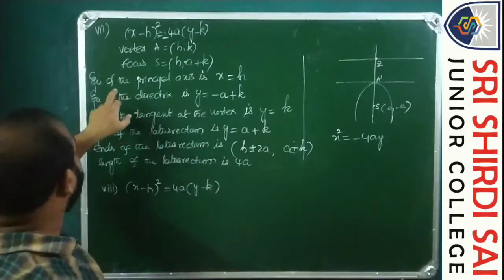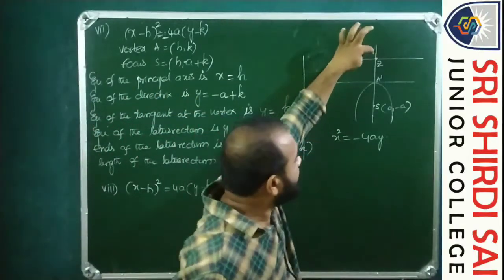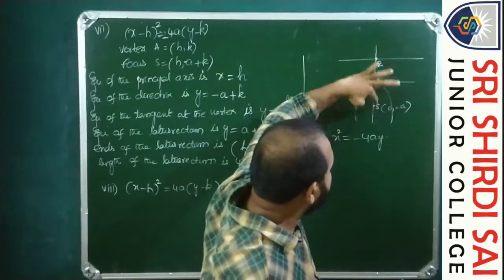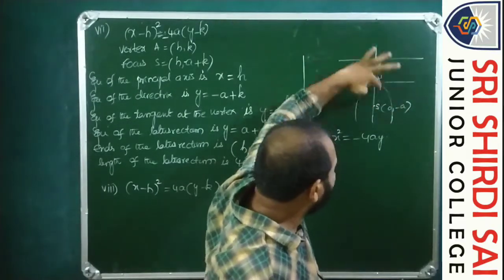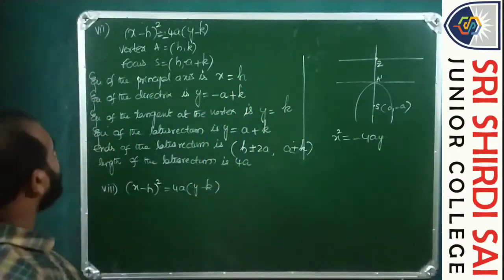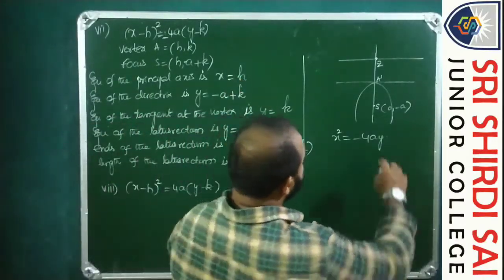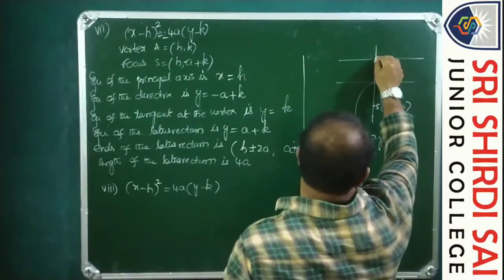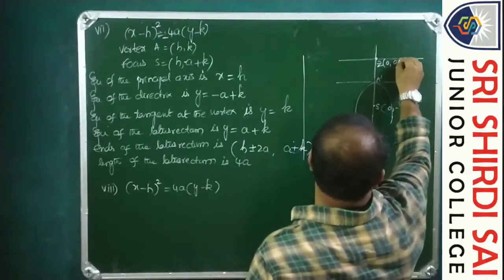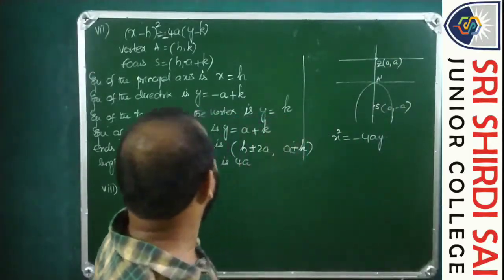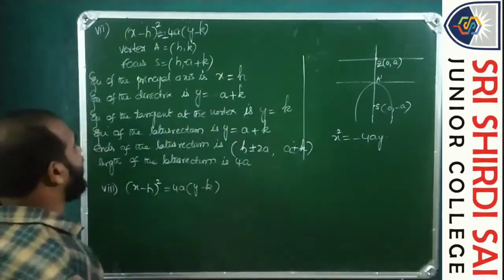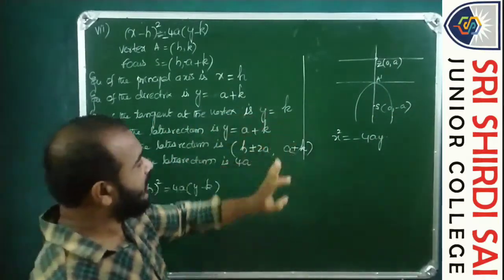And the equation of the principal axis: this is the principal axis. This is the x axis, this is the y axis. The y axis is x equals 0, so x equals h. Equation of the directrix: here 0 comma plus a, so y equals a plus k.